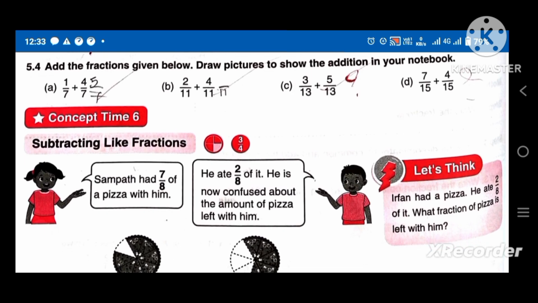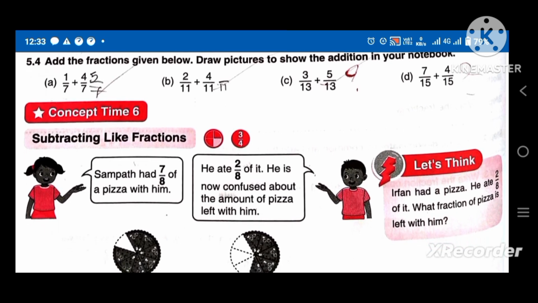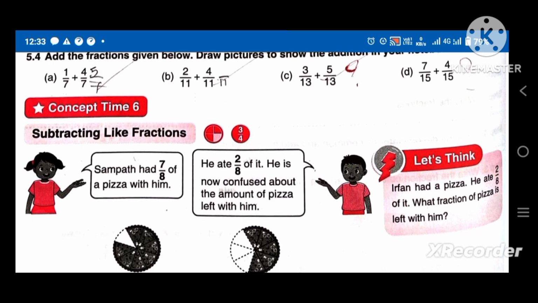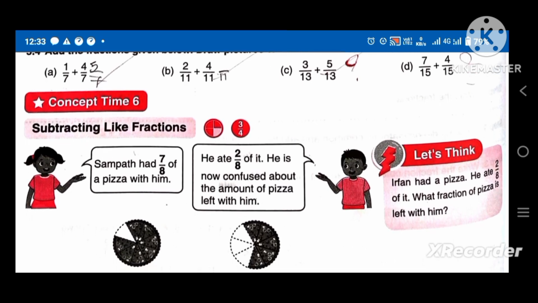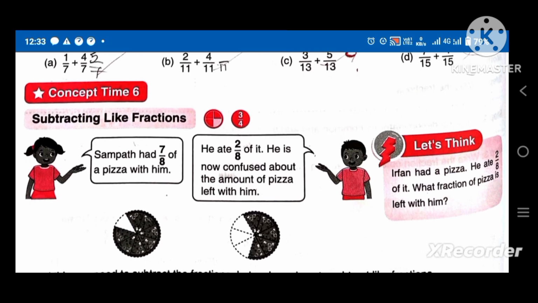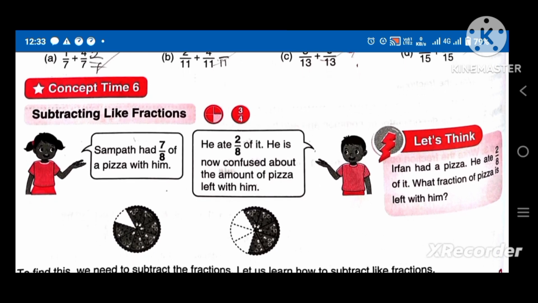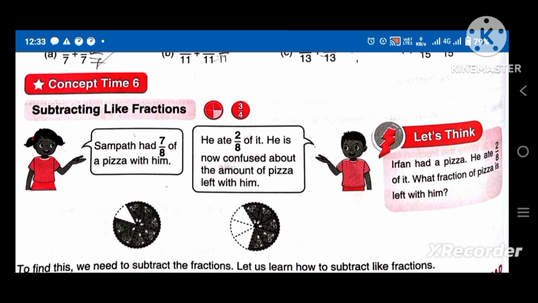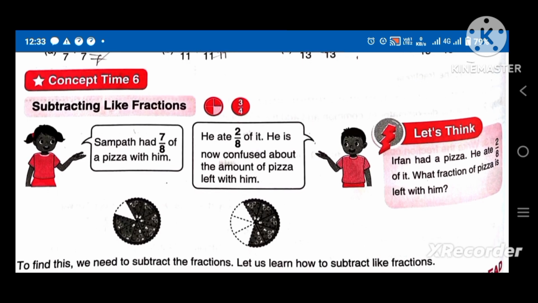And second one, B, is 2 by 11 plus 4 by 11 is equal to 6 by 11. C. 3 by 13 plus 5 by 13 is equal to 8 by 13. Like this. Concept time 6.